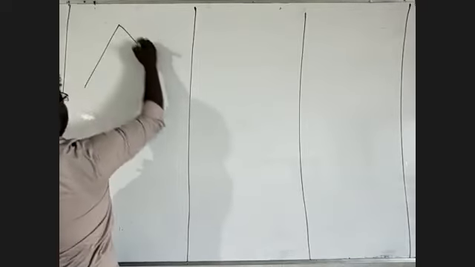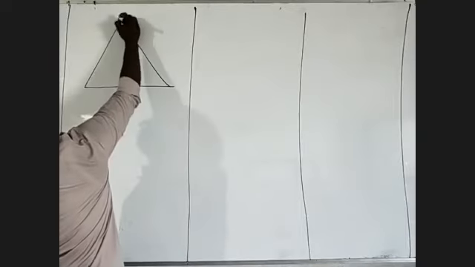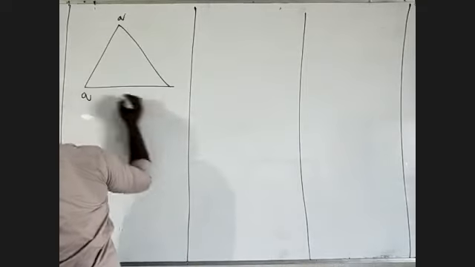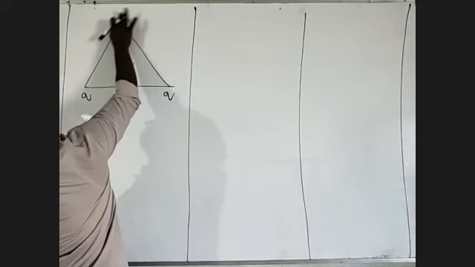Next one. So this is an equilateral triangle. Charge is Q here, also Q here, and this is a Q. Here also the centroid charge is capital Q.